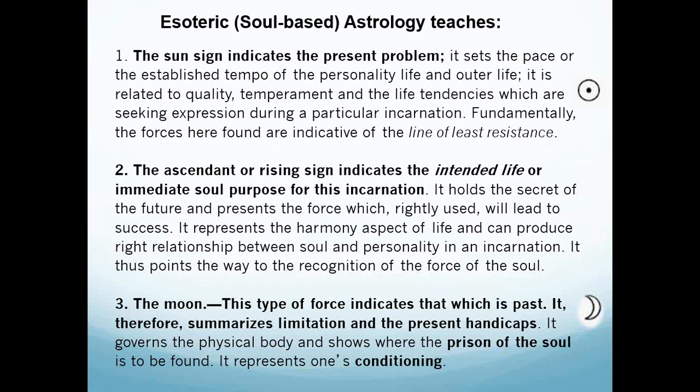So in these three, sun, ascendant, and moon, we have the present, which is the sun. We have the future, which is the ascendant, and we have the past, which is the moon. All of these, if you do nothing else and you look at these three areas of the chart, it gives you a very, very good understanding of a lot about that person, the past, the present, the future. But think about it. Why is the moon the prison of the soul? Why is the sun our present problem?